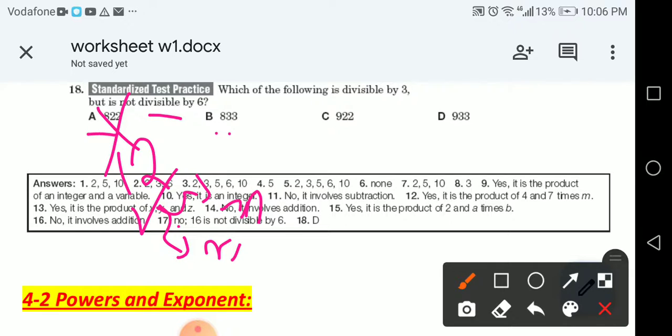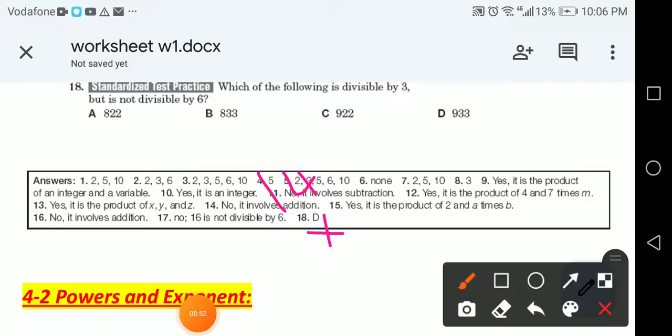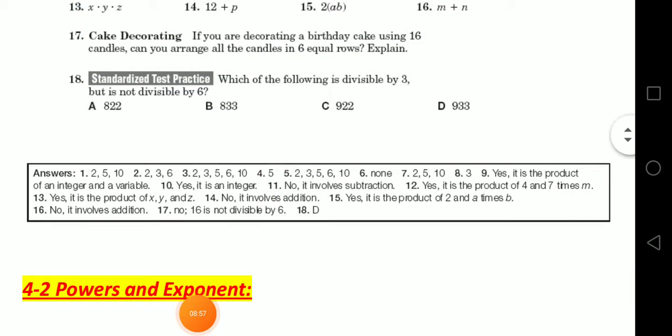8 plus 3 gives me 11. 11 plus 3 gives me 14. So 14 is not divisible by 3. What about option D? 9 plus 3 plus 3. So I have 15, which is divisible by 3 and not divisible by 6.